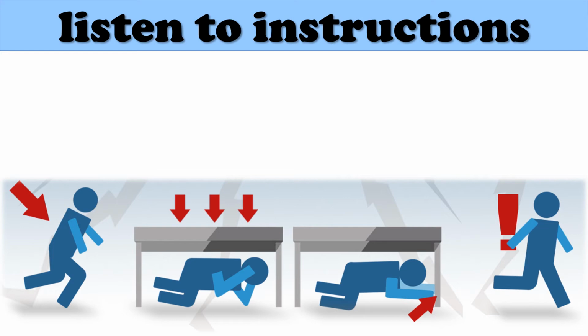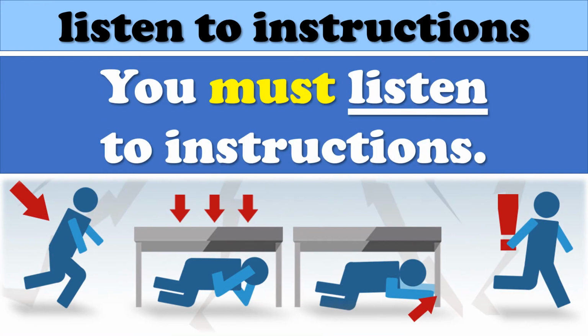What about this one? Give me a full sentence using you must or you mustn't. This is listen to instructions. I hope you said, you must listen to instructions. Say it after me. You must listen to instructions. The teachers will tell you when it's safe to leave.